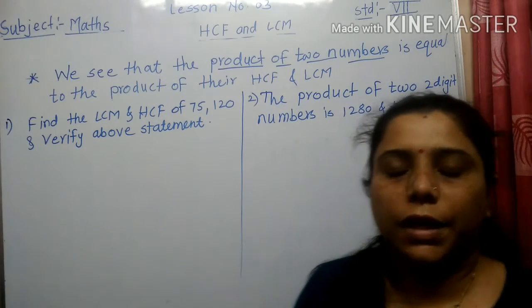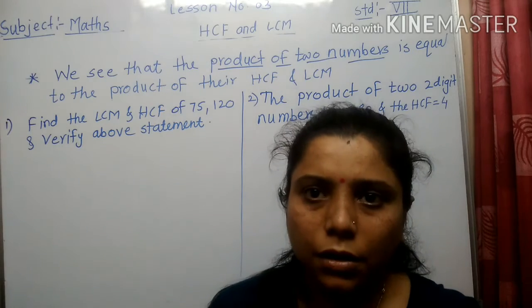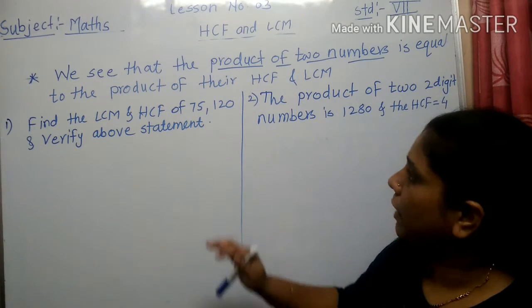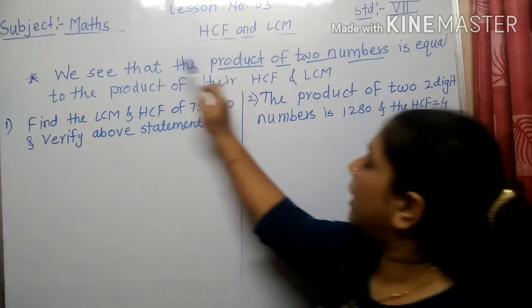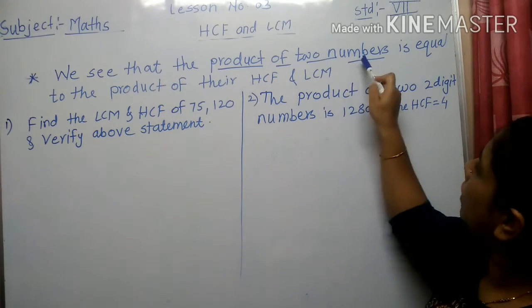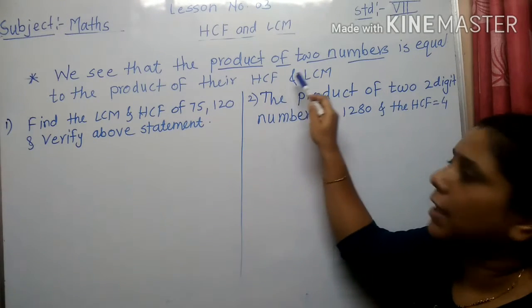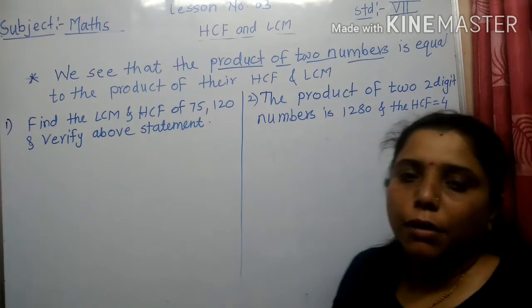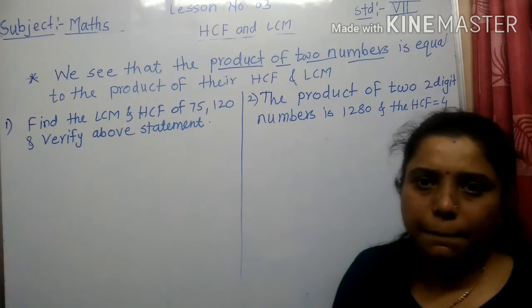In the previous video, we discussed how to find the LCM of the given numbers. Now, the second part of this LCM is that the product of the two numbers is equal to the product of their HCF and LCM. We will verify this statement with the help of the following example.